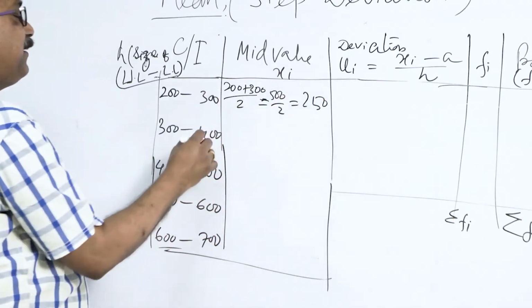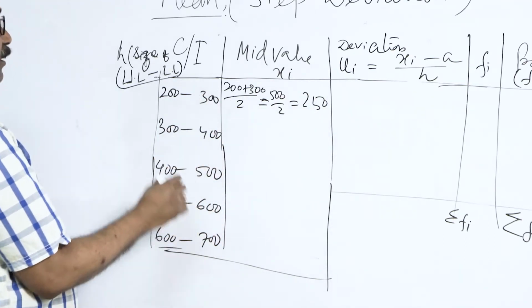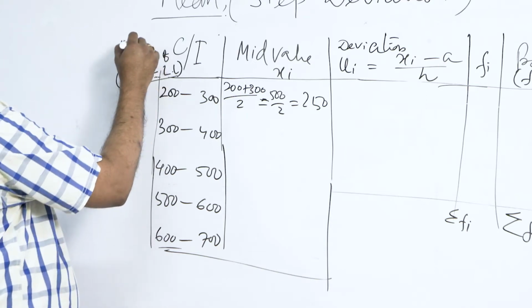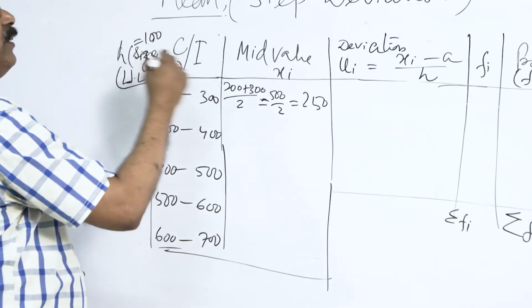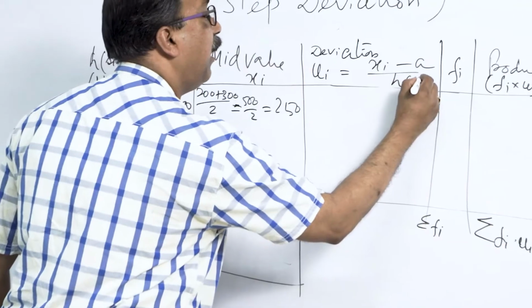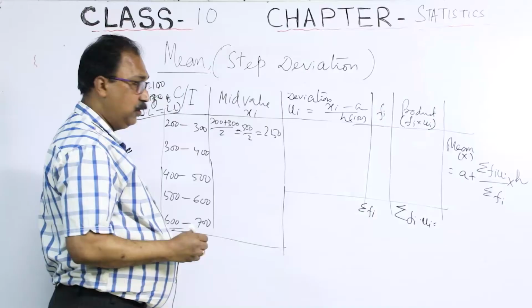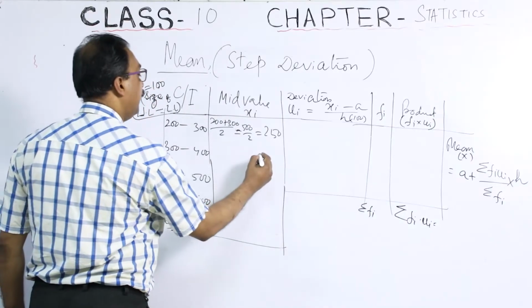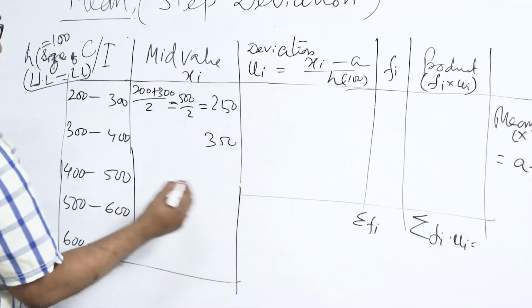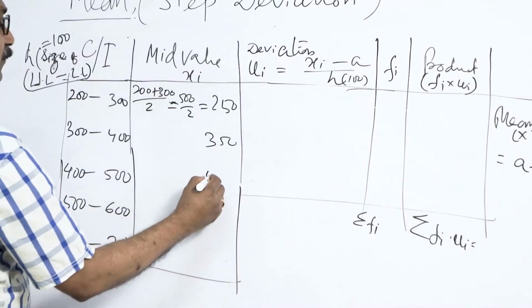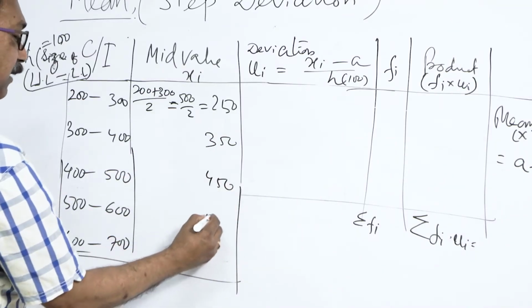Now what is the difference between these? 100, 100, 100, all differences are 100. So what is h to be counted here? h will be 100. Do you follow me? Now if I add 100, you will get 350. See, our time is saved. If we add 100, it's 450, then 550.